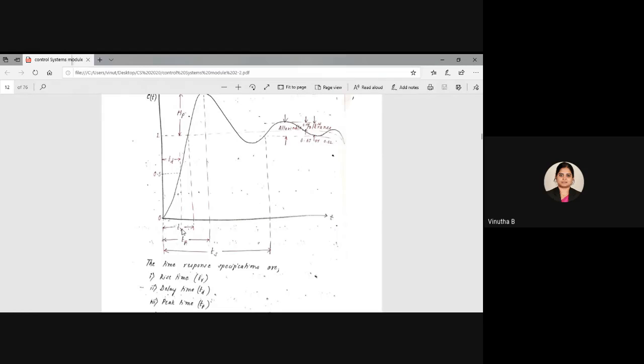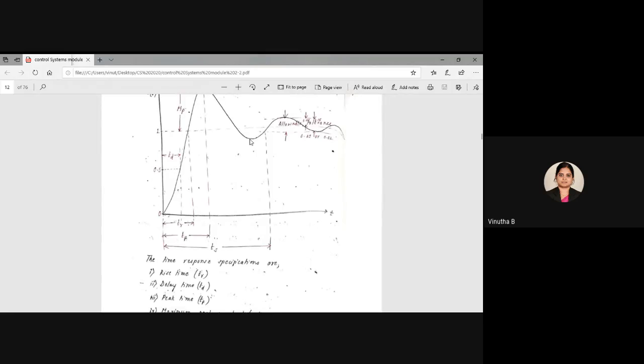So for other damping systems, like for an overdamped system, we consider the rise time to be from 10% to 90%. Similarly, for critically damped, we consider the rise time to be from 5% to 95%. And since for our discussion of time response specifications we have considered the underdamped system, the rise time will be from 0 to 100% of the final value at the very first instant. That means what? It is starting from the origin.